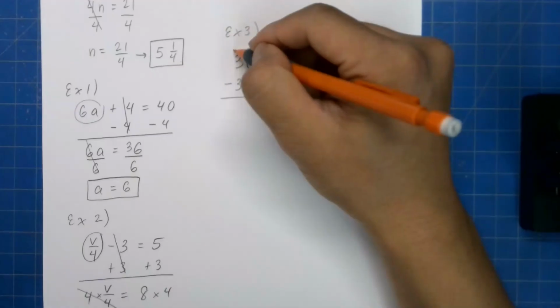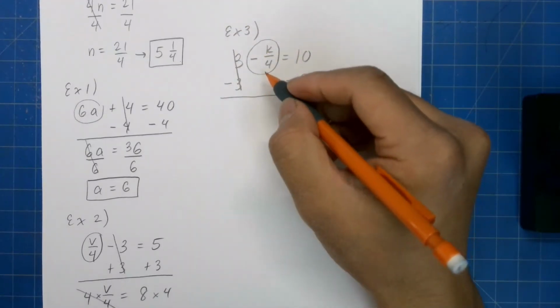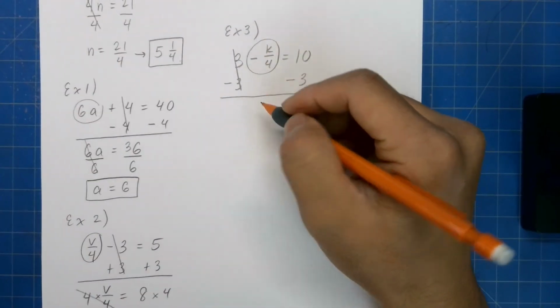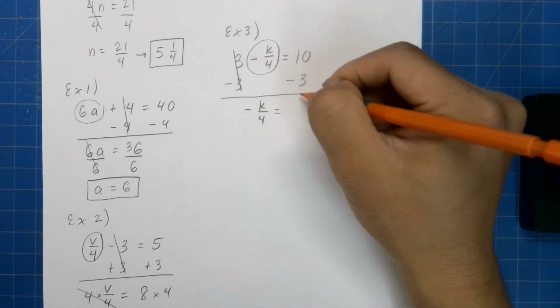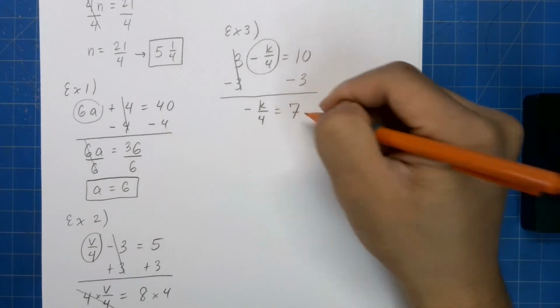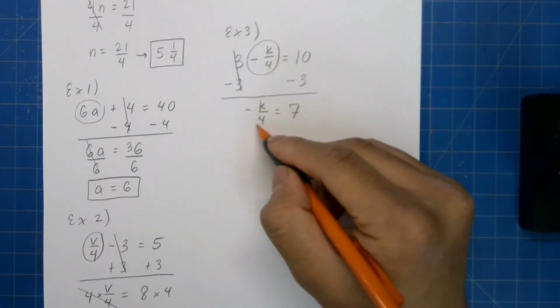This 3 and that 3 cross out. And what I'm left over with is, I still have to carry down that negative sign. So it's still going to be negative k over 4 equals 10 minus 3. 10 minus 3 is 7. Now that minus sign is still there.